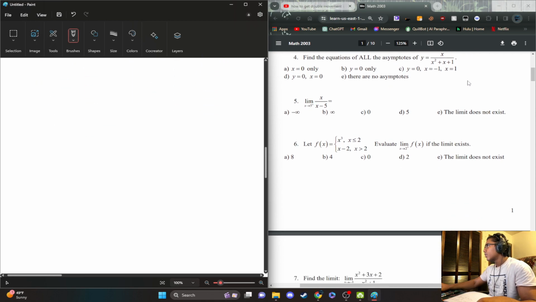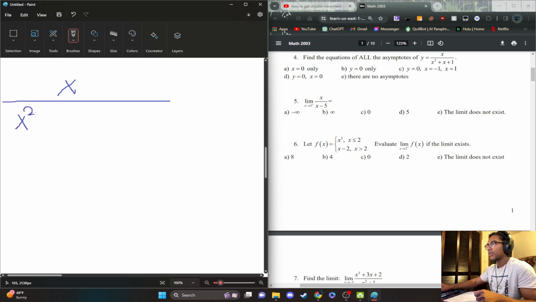Find all the asymptotes of y equals that. Okay. For this one, all you have to do is see that x is by itself. You have x squared on the bottom plus x plus 1. Now you can see that the x has an exponent of 1 and the x squared has an exponent of 2, so this is already bottom heavy.